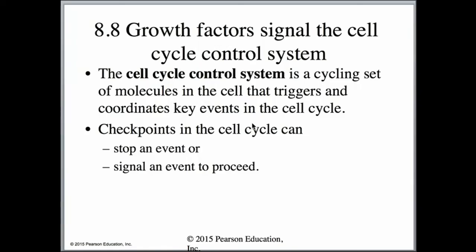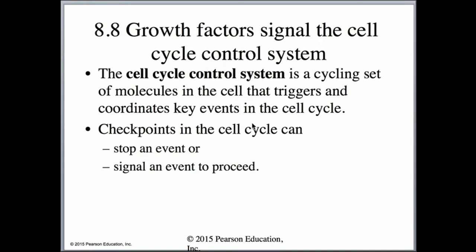Let's talk about what happens when mitosis goes awry. So there's something called the cell cycle control system. There are growth factors, which help signal the cell cycle to go forward or to stop, to regulate the cell cycle. So the cell cycle control system is a cycling set of molecules in the cell that triggers and coordinates key events in the cell cycle. That includes the phases of interphase and the phases of mitosis.